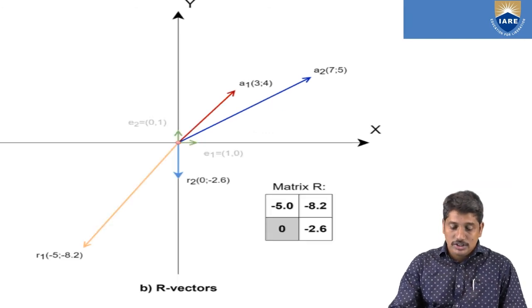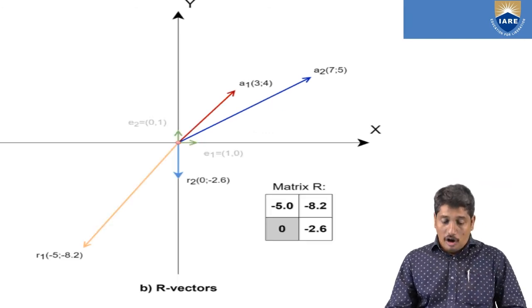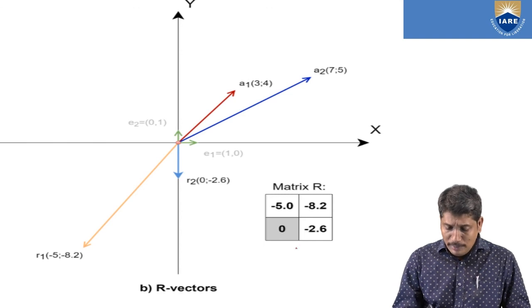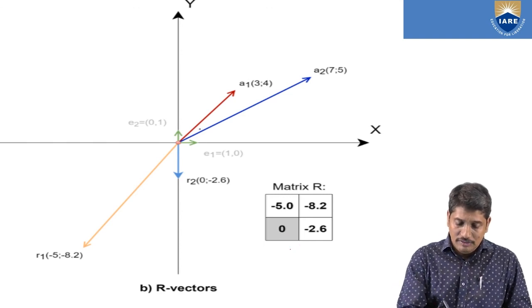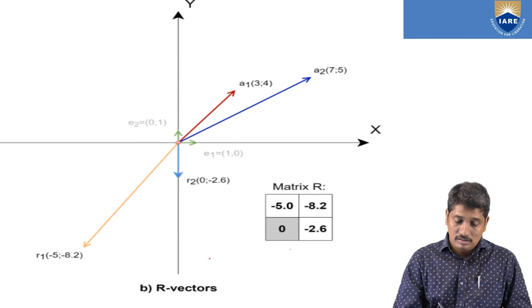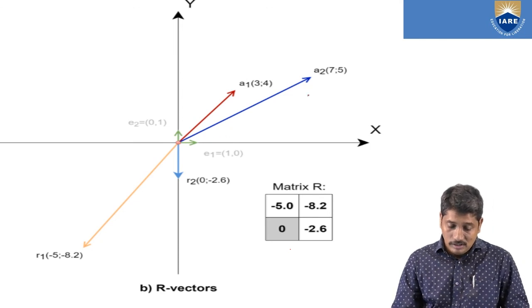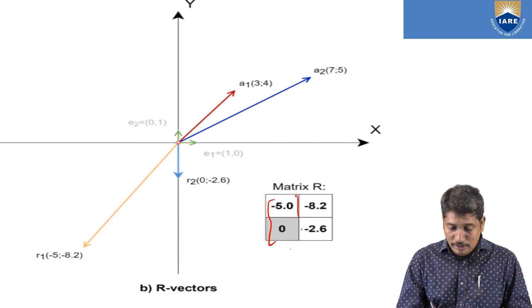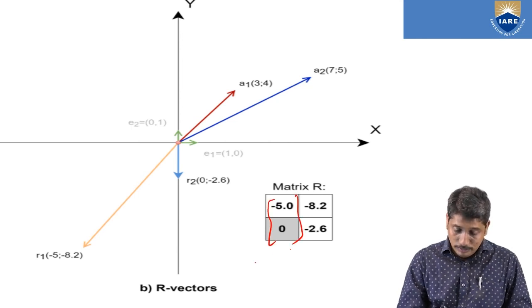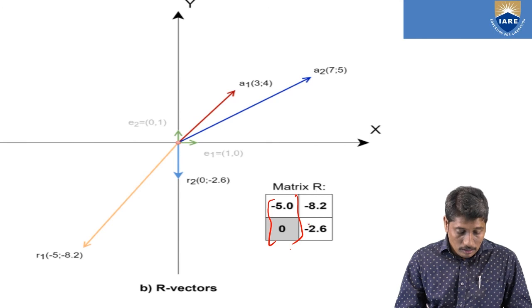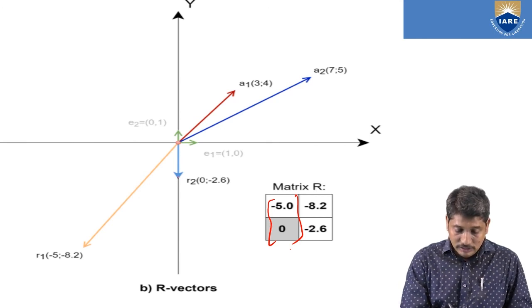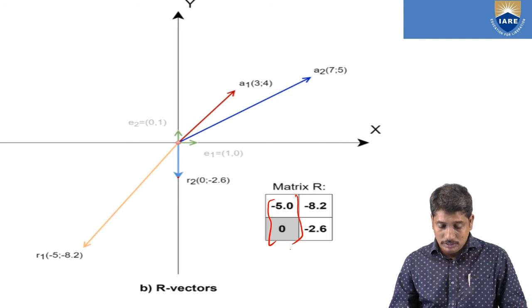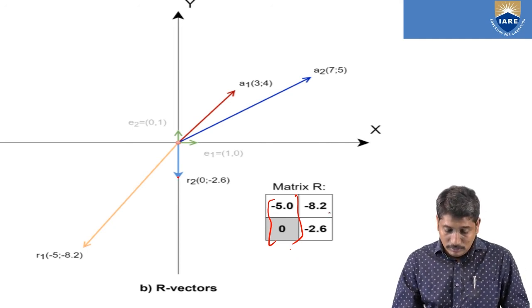Okay. Now let us see the behavior of the matrix R. The matrix R is this. Of course, A1 is the previous vector as it is, and A2 is as it is. But let us project R. R's first vector is minus 5 and 0. This is minus 5 and 0. And the second vector is minus 8.2 and minus 2.6.